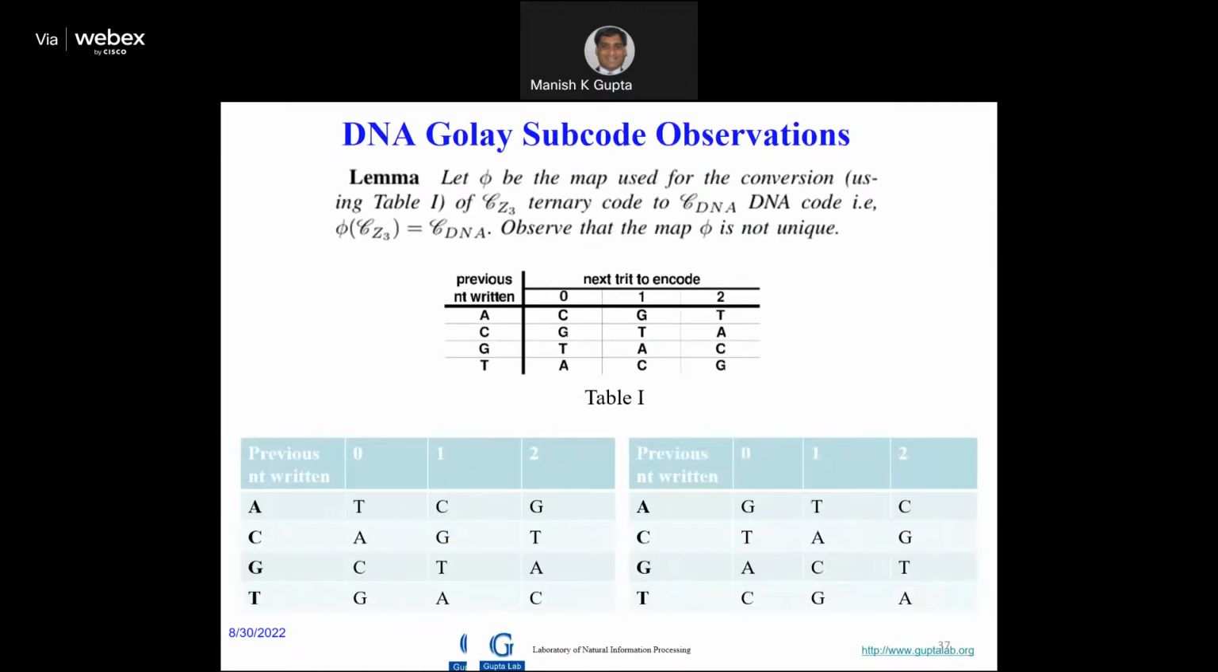Now, just observe this. I'm about to finish in 2 minutes. So this map has a property. First of all, this is not a unique map. There are many other possibilities. One map is this, another map is this. You can either use this or that, or there are other possibilities. You can use any of the maps. It's not unique. That is this lemma.